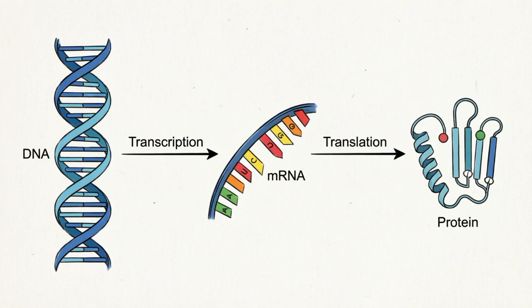Unlike DNA, it is single-stranded and contains uracil instead of thymine. It carries the genetic message from the nucleus to the ribosome. The next arrow represents translation. This is the decoding of the mRNA sequence into an amino acid sequence.